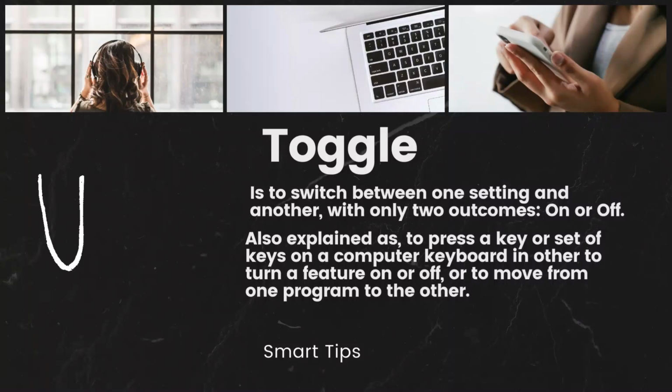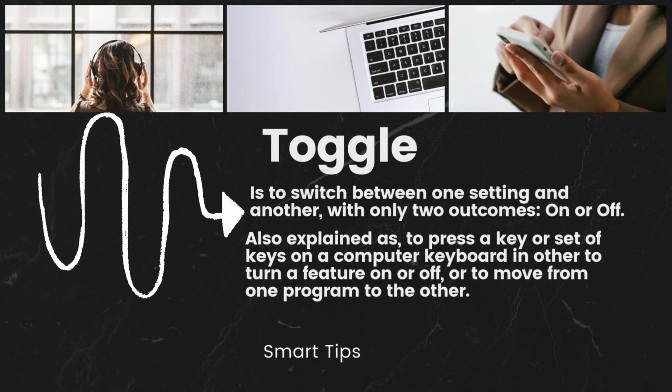To toggle between multiple windows and applications means to switch between one setting and another with only two outcomes, on or off, turning it on or off. It is also explained as to press a key or set of keys on a computer keyboard in order to turn a feature on or off, or to move from one program to the other.